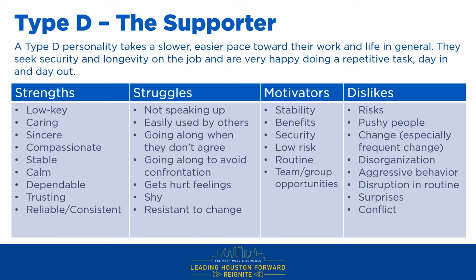What motivates a type D personality? It's things like stability, benefits, security, low risk, routine, and team or group opportunities. Type D personalities often dislike risks, pushy people, change, especially when it happens often, disorganization, aggressive behavior, disruption in their routine, surprises, and conflict. So now that we've talked through all four, which one stands out to you? Which one makes you go, that could be me?